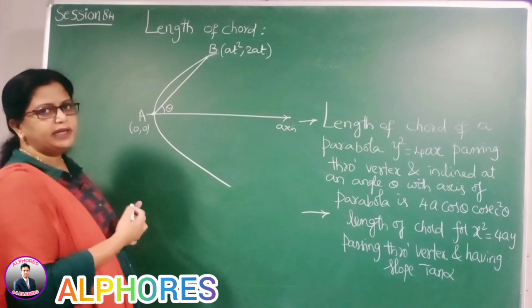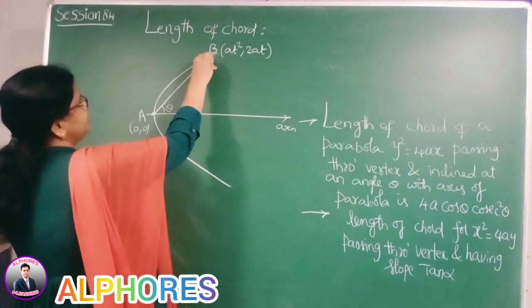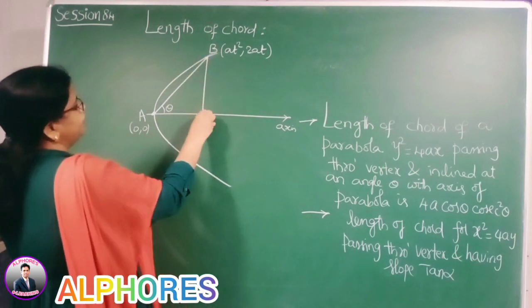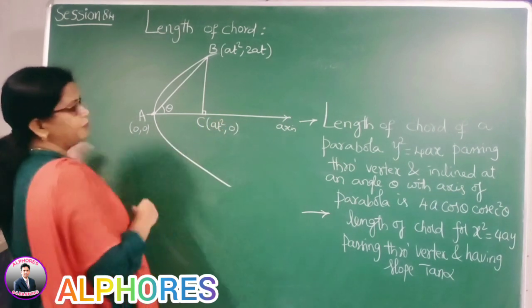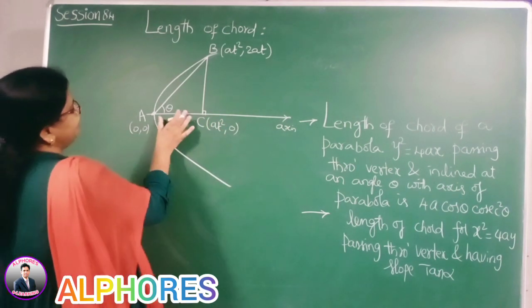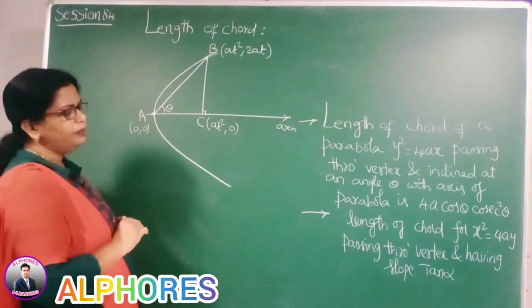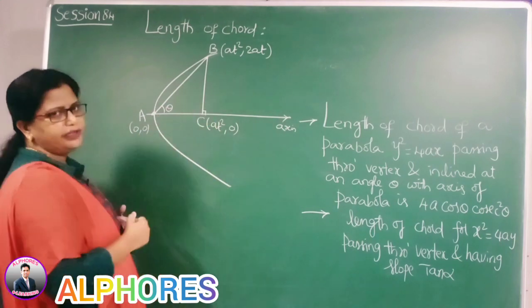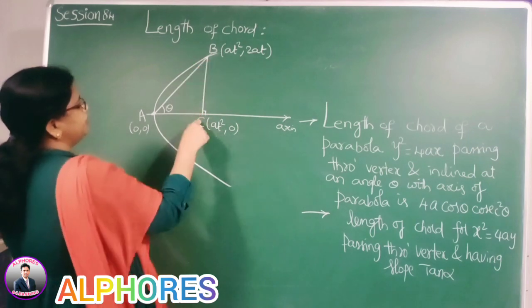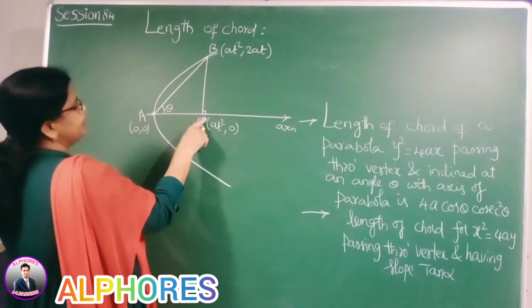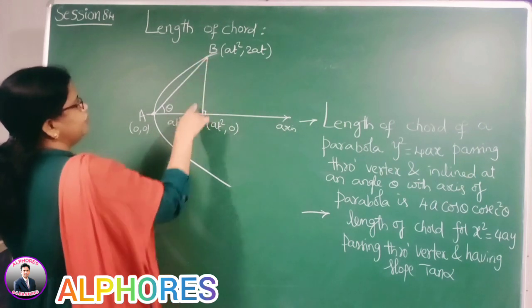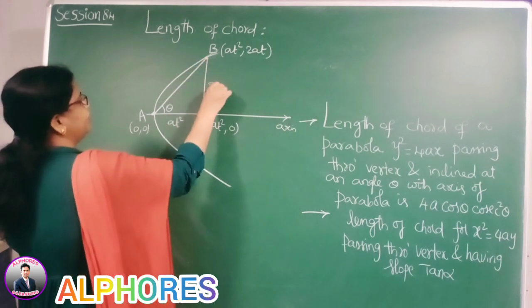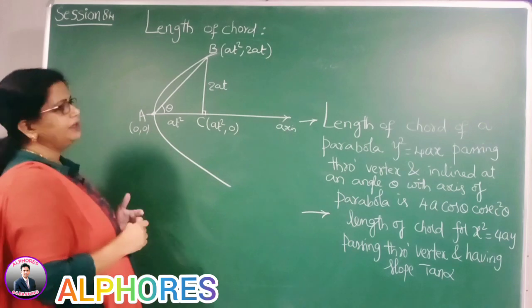It is very easy, just by using a right angle triangle we can get it. Let us drop a perpendicular here. Then what about these coordinates? It is (at square, 0). Understand? Now, as tan theta is the slope, I want to find the t value. So this side is at square, and this side is nothing but 2at.